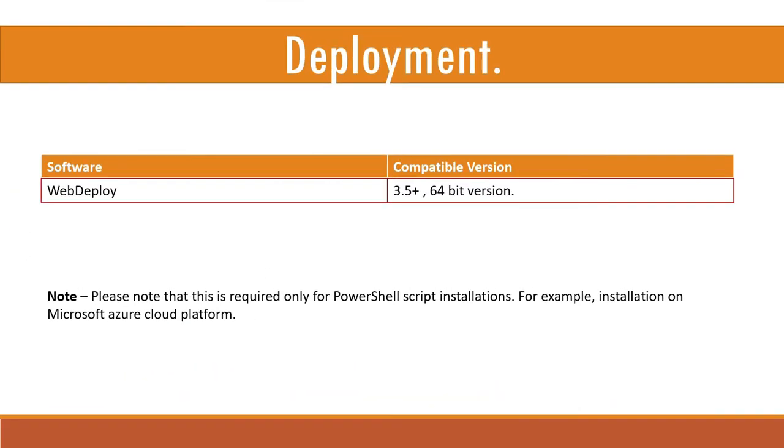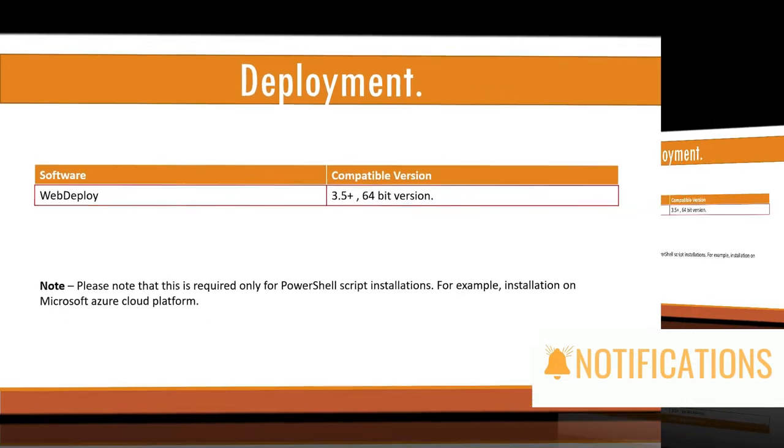Then next one is Web Deploy. This is another software. Basically this Web Deploy software is used only for PowerShell script installation. For example, when we install the UiPath platform on Microsoft Azure Cloud Platform, at that time we have to perform the installation activity using the PowerShell script, and this Web Deploy application is supported when we install the platform using the PowerShell scripts. If you are going to install this on-premise, then this Web Deploy software is not needed.